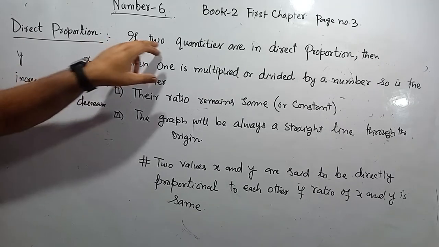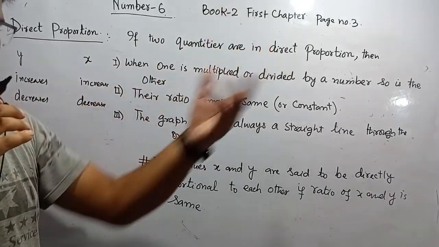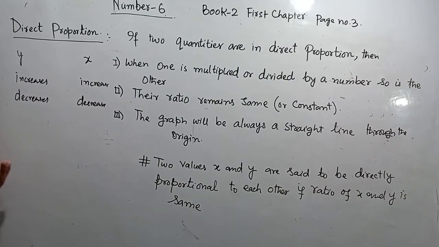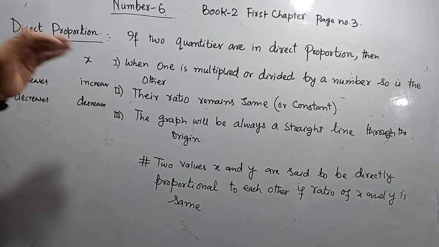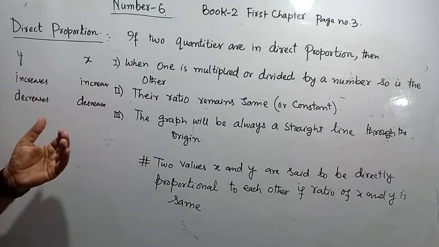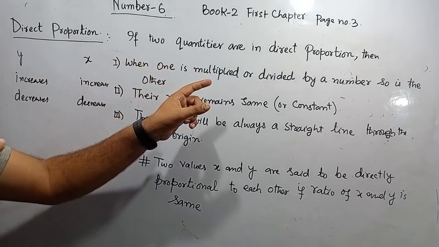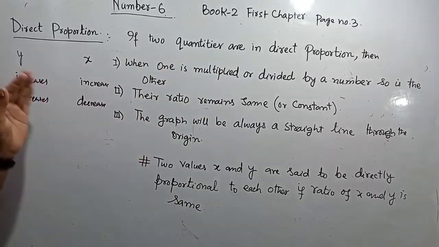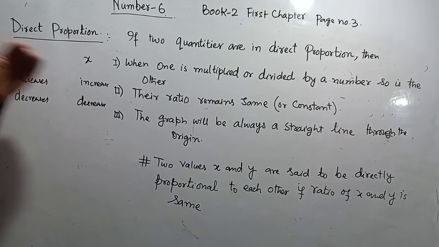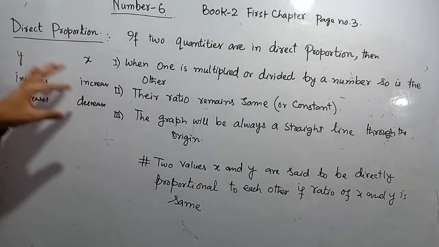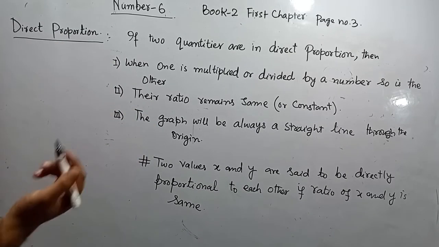Here I have written, if two quantities are in direct proportion, let x and y, or y and x, be in direct proportion, then what happens when one is multiplied or divided? For example, when one is multiplied or divided by a number, so is the other. Let's take an example.